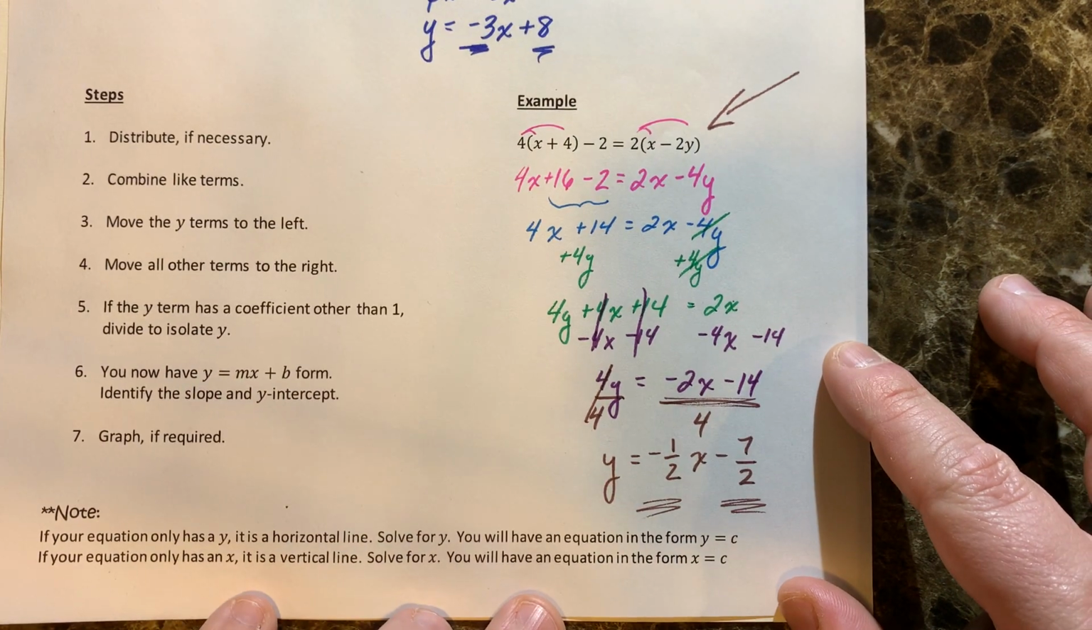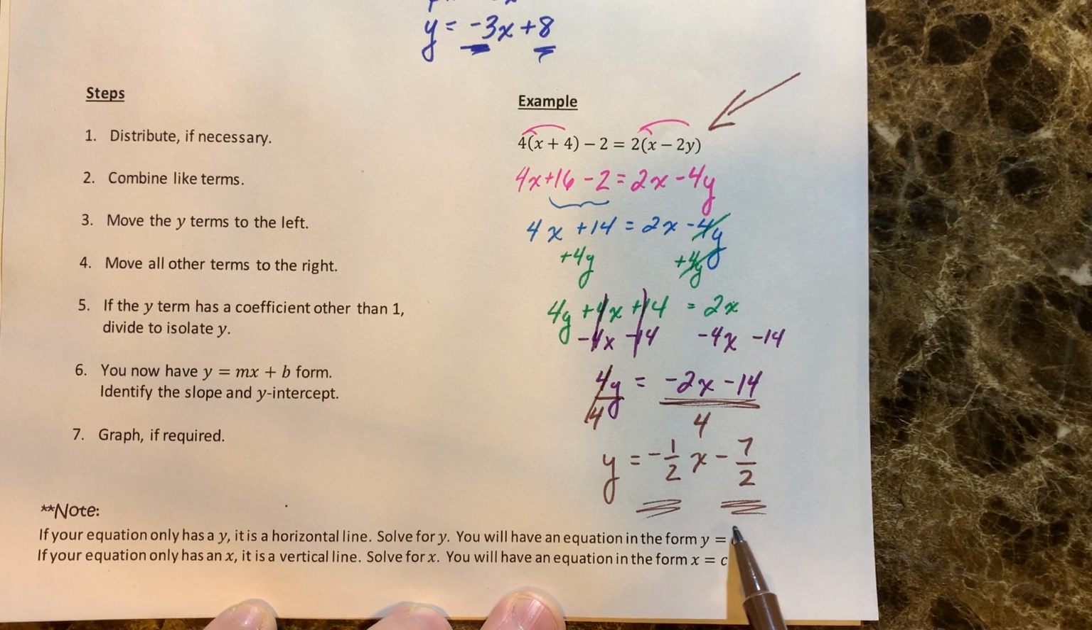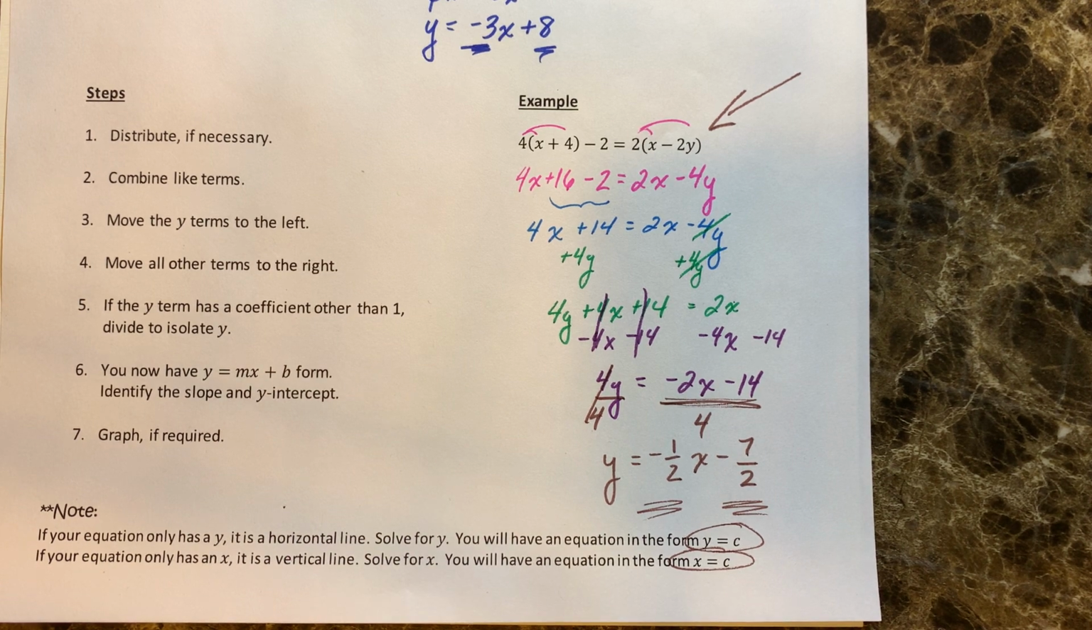There is a small note down here. Okay, if the x's or the y's go away, that's okay. It might be in one of these two forms, which we have previously discussed. Those are horizontal and vertical lines, so that might happen to you.